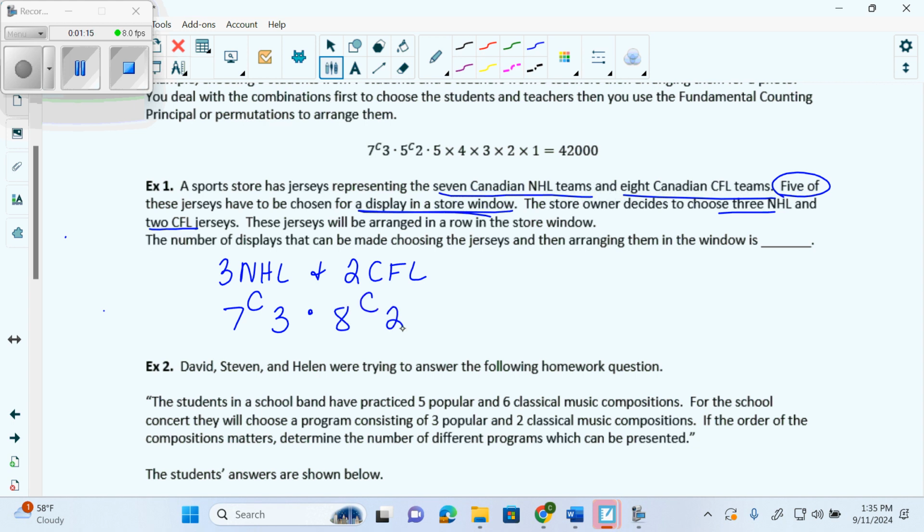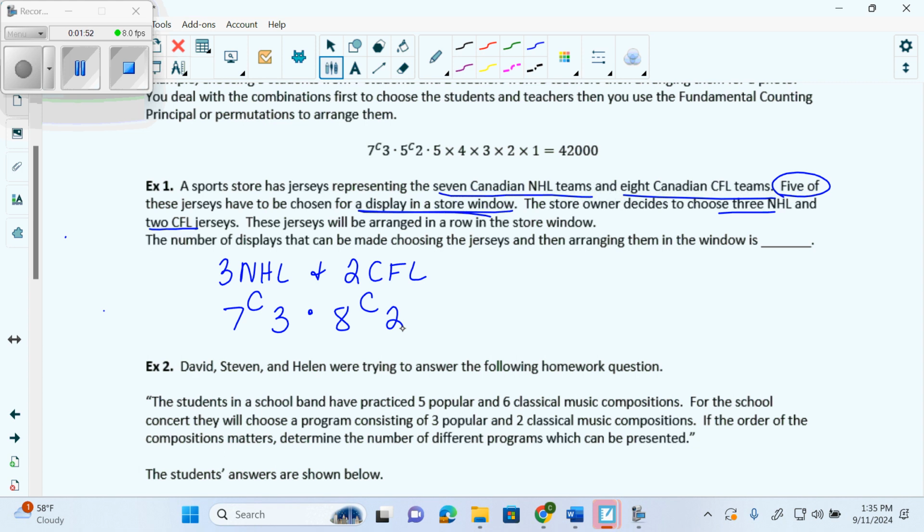Now guys, what this C does, this 7C3 and 8C2, what it does is it gives me 5 jerseys in my hands. Here I'm holding 5 jerseys. So that's what that does. 7C3, 8C2, everyone paying attention? 7C3, 8C2 gets me 5 jerseys in my hands. Is that what the question asked me to do? They wanted me to get those 5 jerseys and then do what though? Display them. So currently, this 7C3, 8C2 just gets me the jerseys in my hands.